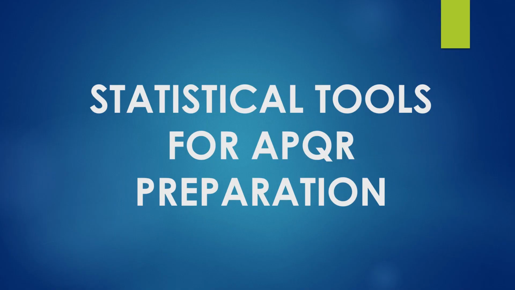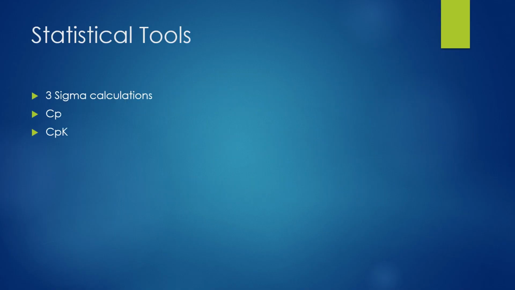Today we will be learning about the statistical tools that are used for the preparation of APQR. So, statistical tools for APQR preparation. The statistical tools include 3 sigma calculation, Cp and CpK.